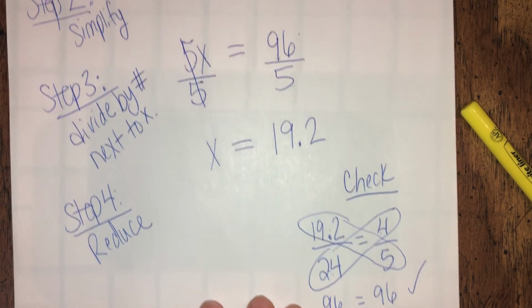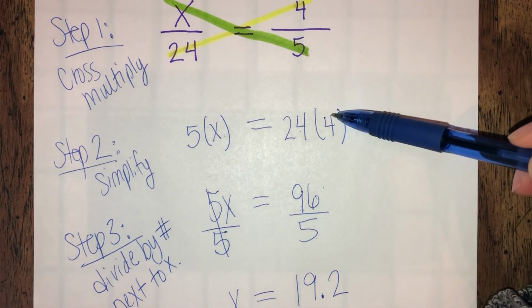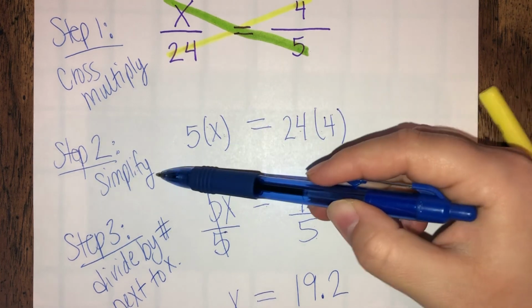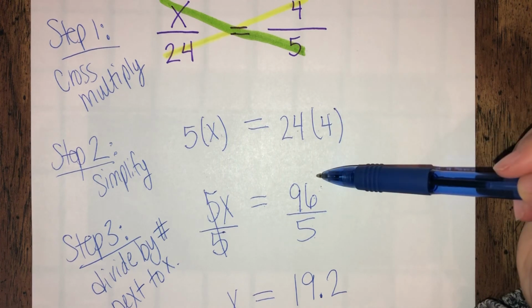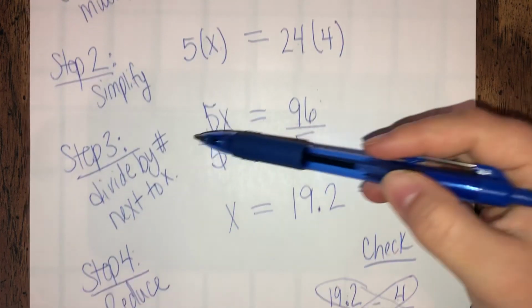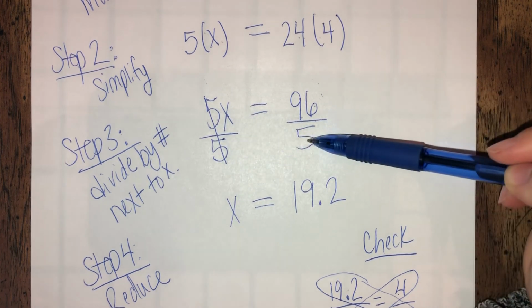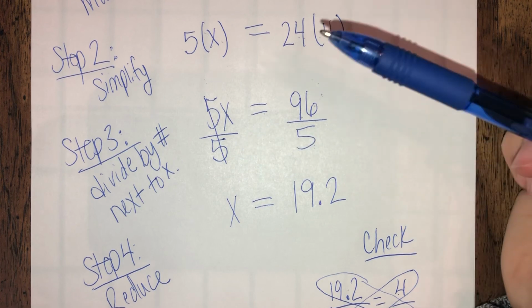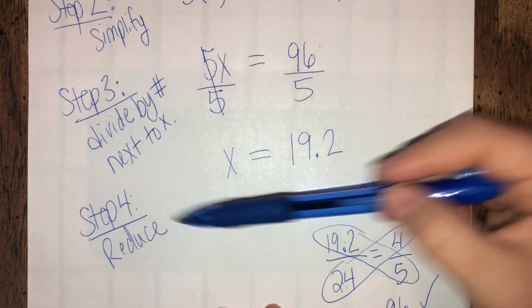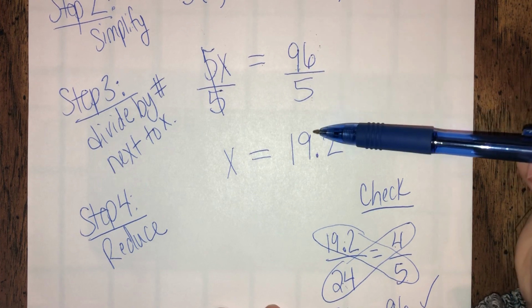Solving proportions. 4 steps. Cross multiply first. Use parentheses to set it up. Step 2, simplify. Multiply your pieces. Get a simple answer. Step 3, divide by the number next to x or y or the letter m, whatever letter you're working with. And then the last step is to reduce. Get rid of the division here and then get your final answer. Solving proportions.